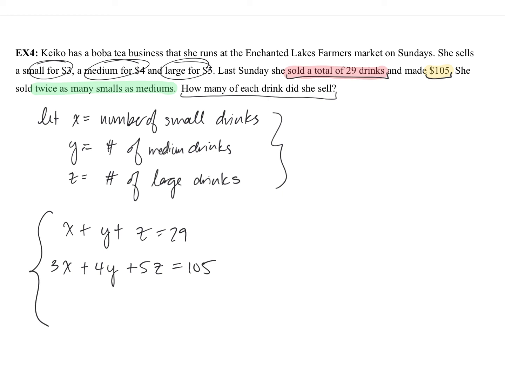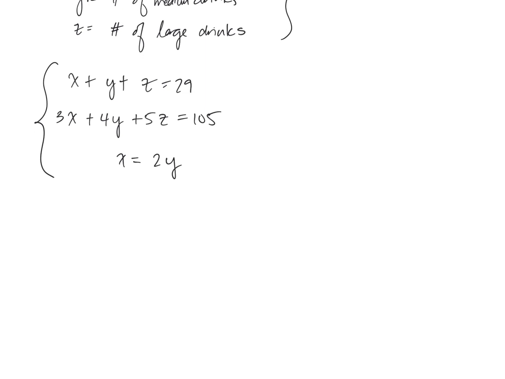And lastly, she sold twice as many smalls as mediums. So the number of smalls is 2 times the number of mediums. Okay, so small is equal to 2 times the number of mediums. And there we go, we have our system.